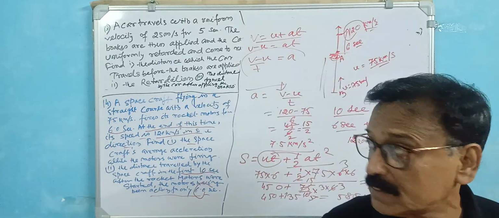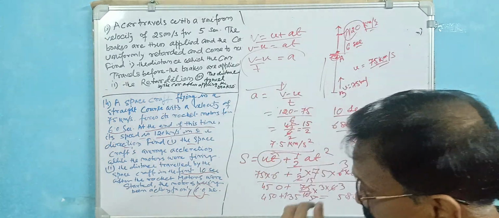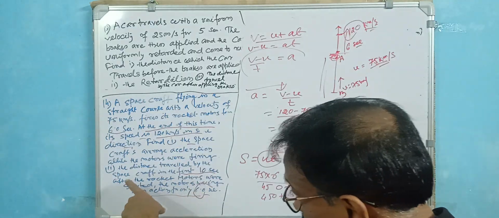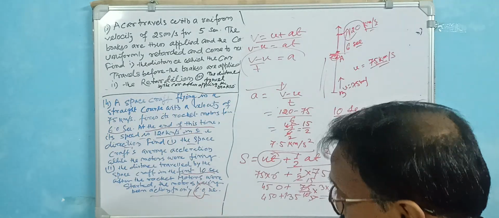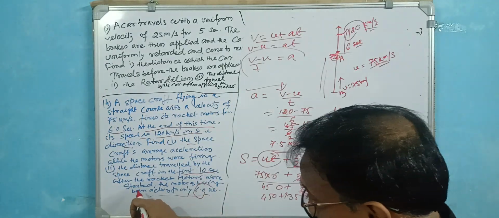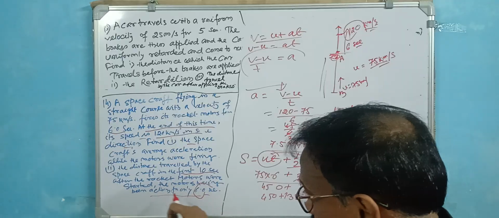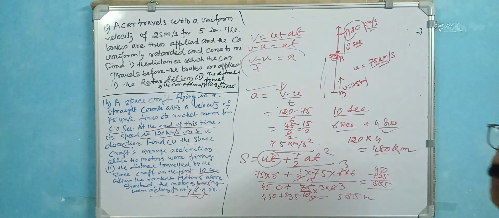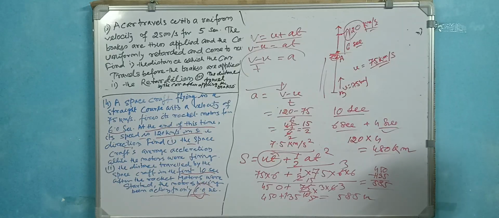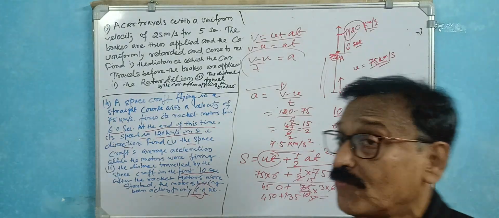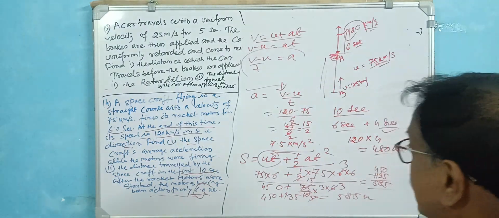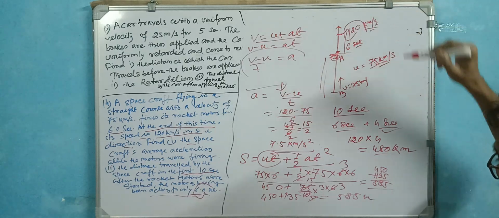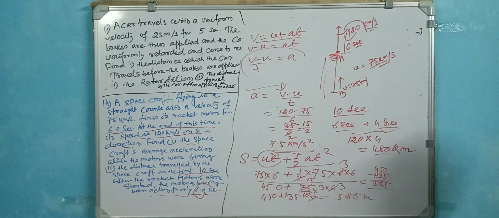So what is the total distance covered? The distance traveled by the spacecraft in the first 10 seconds after the rocket motors were started, and the motor is firing for 6 seconds. That means without the firing, that is the 4 seconds, without any acceleration. 120 into 4. Is it clear?